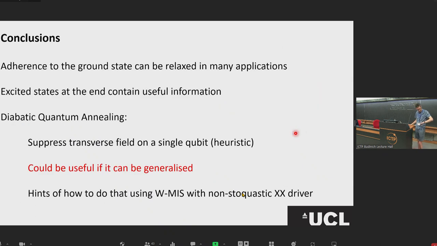Okay, I think I've been reasonably conservative on time. So I'll reach my conclusions.